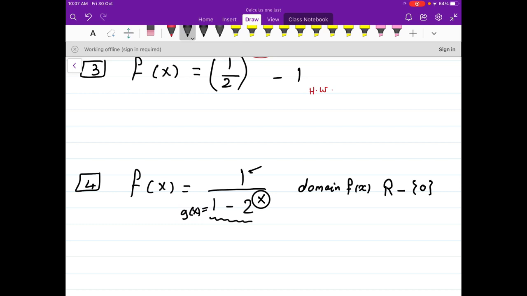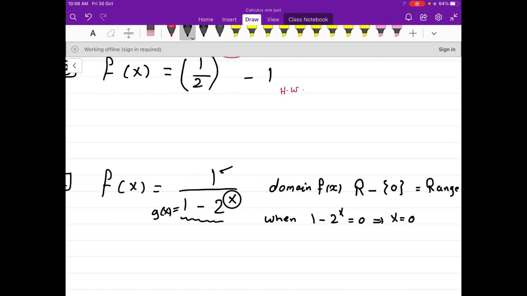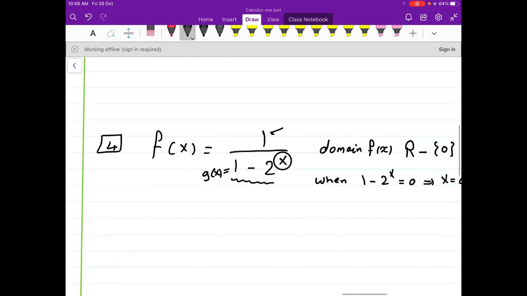Why do we except 0? Since when 1 minus 2 to the power x equals 0, x equals 0, since 2 to the power 0 is 1. So the domain for f(x) equals R except 0, and this is the range of f inverse. Now, to find the range of f(x), we must find f inverse. How can we find f inverse?